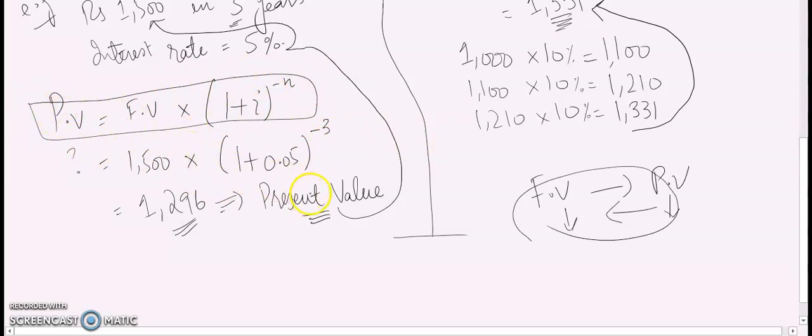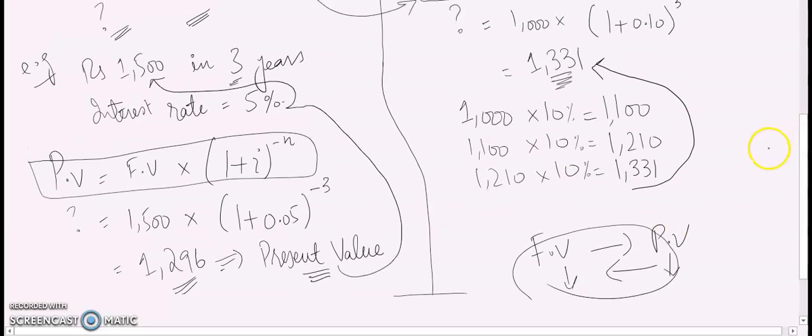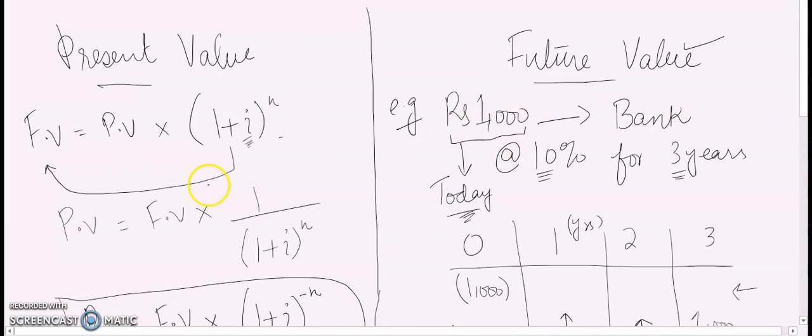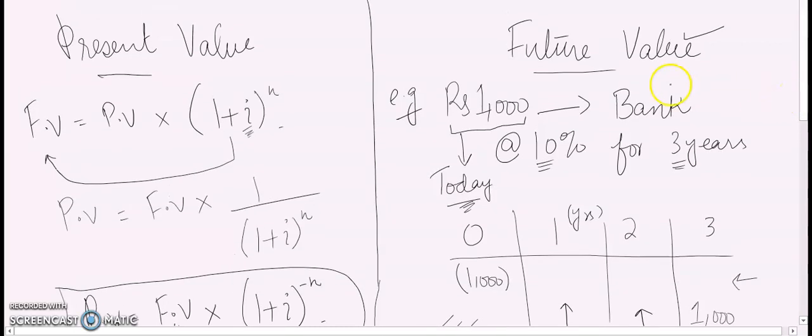Okay, I hope I was able to teach this easy concept using an everyday example, not making it too complex for someone who is studying it for the first time. Future, present, present, future. It's as simple as that.